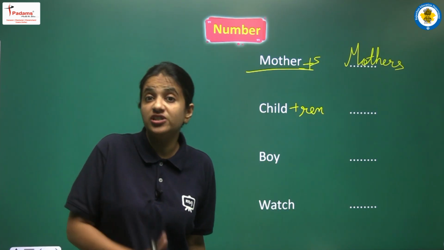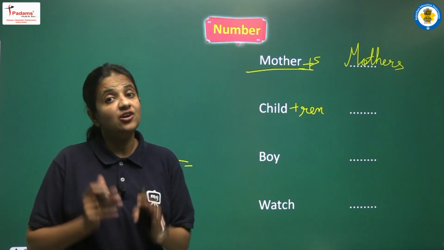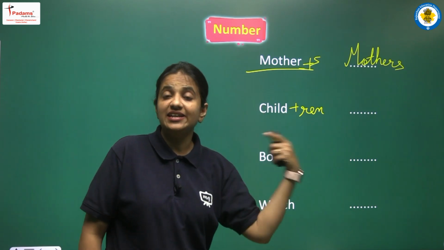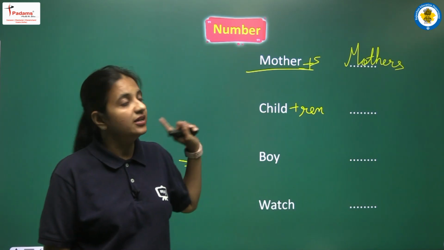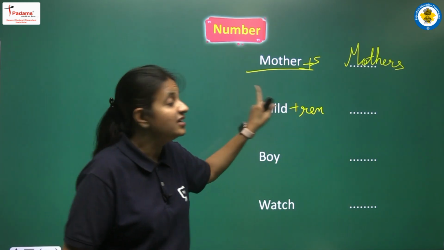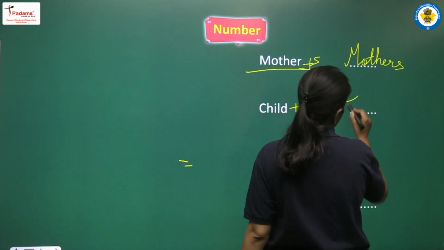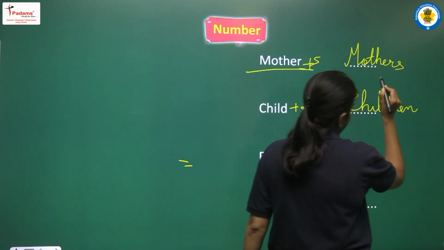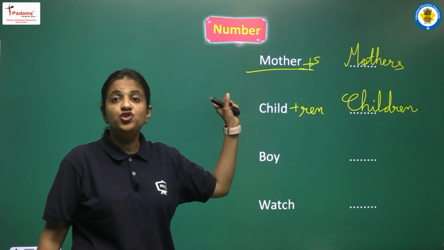Child, it will be children. So yes students, learn all these words very carefully, because here you cannot add S. No, because here we have to add REN. Child, that is a singular one, it will be children. So children, this is the plural noun of child.